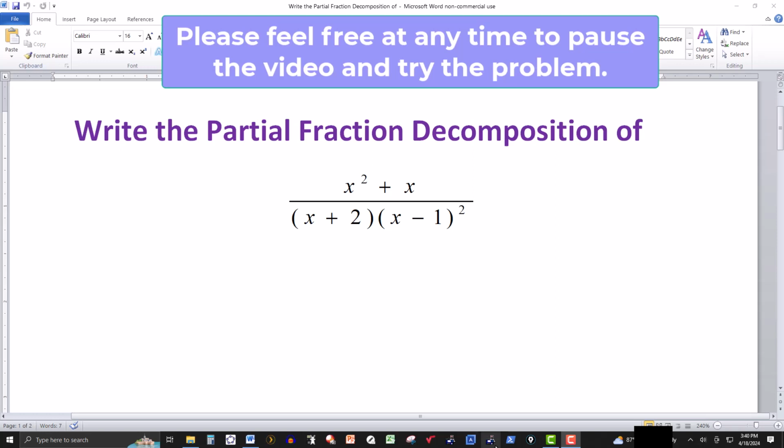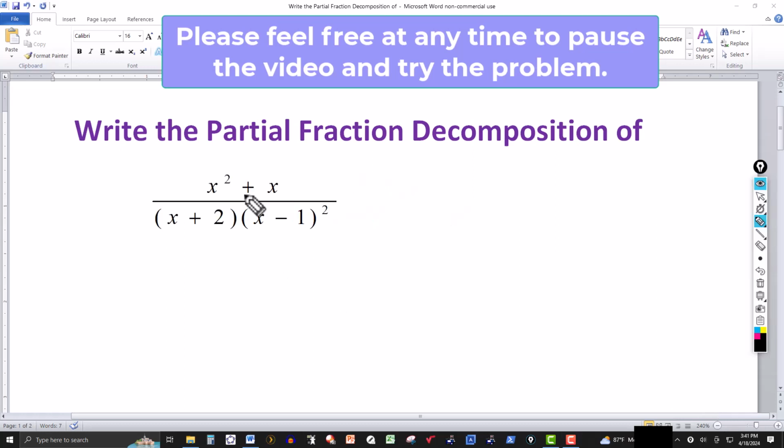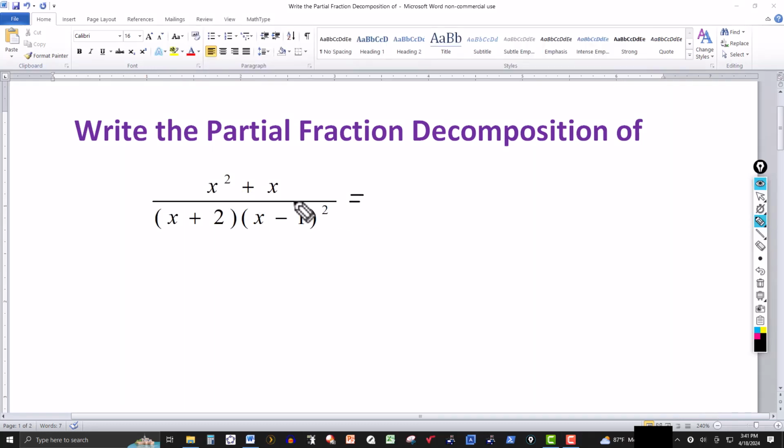In this video, we want to find the partial fraction decomposition of this rational expression here. We have a rational expression. We want to find out what rational expressions were added or subtracted to come up with this. So we're going to break this down.